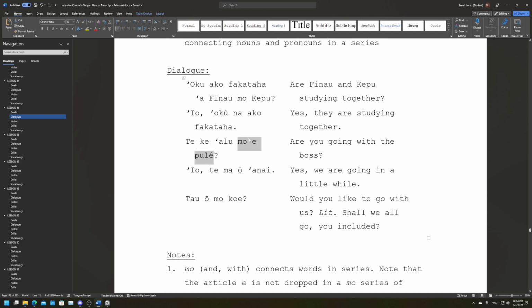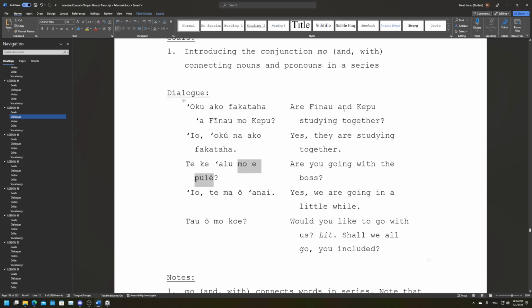You can see that it kind of goes before the noun phrase, and it kind of means with this. So in English, and has to be between these two things. You can't say, "Are you going and kepu?" We have a different word, right? But in here, you can kind of think of it as the same thing.